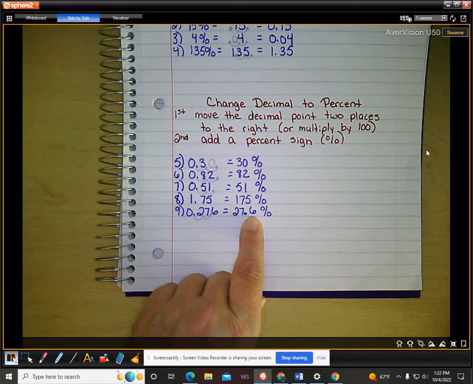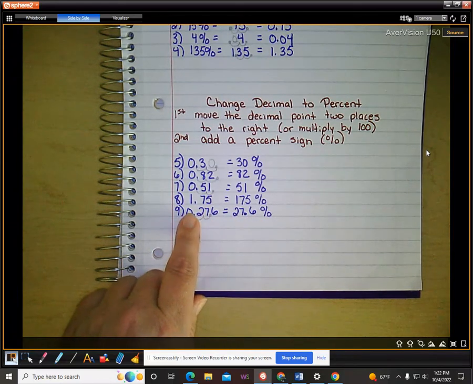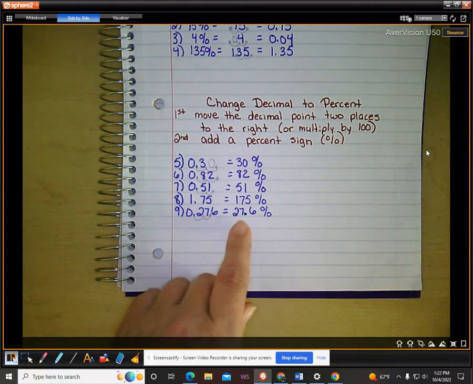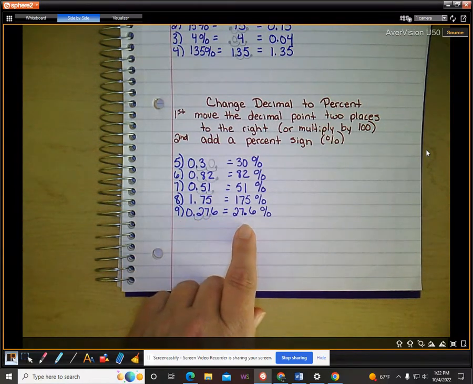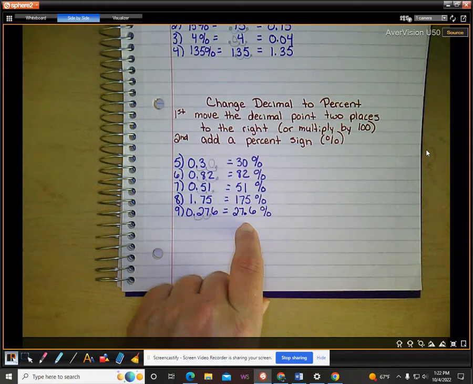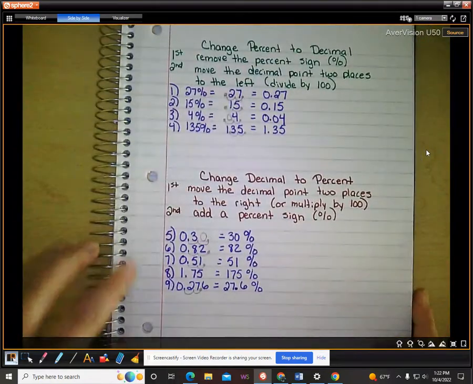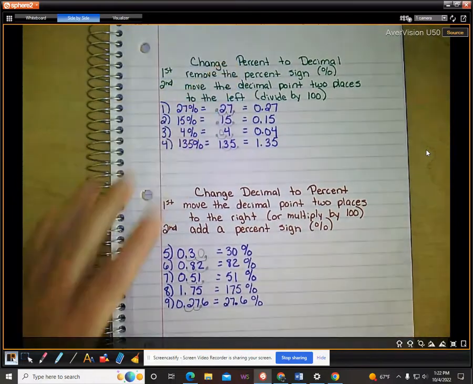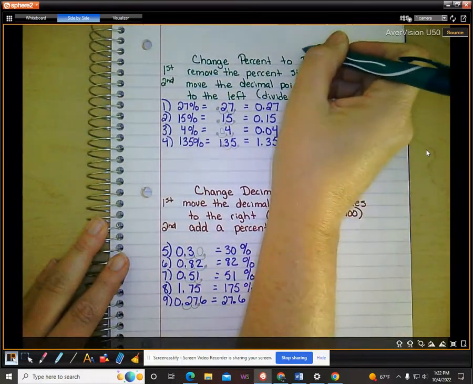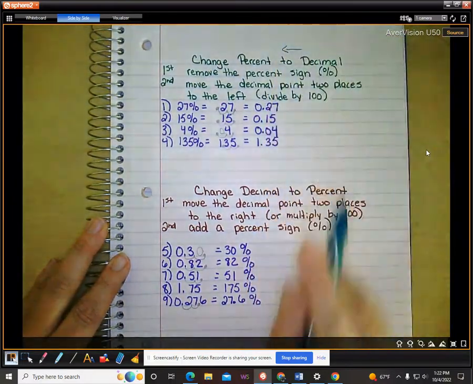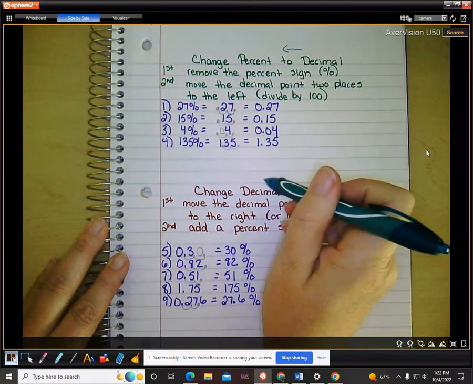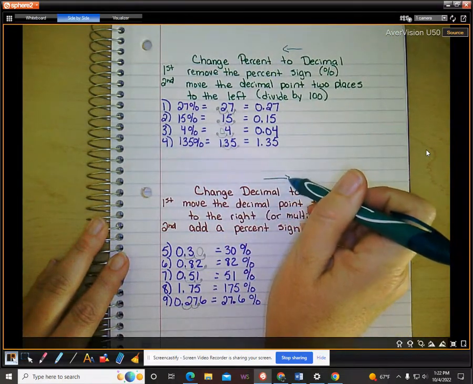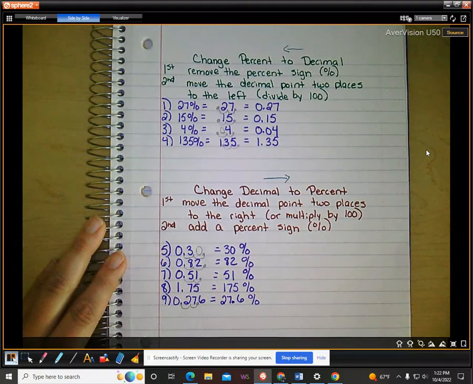All right? If there's no number before your decimal point, your percent has to be less than 100%. Okay? So, percent to decimal. Move our decimal point 2 places to the left. Decimal to percent. Move our decimal point 2 places to the right.